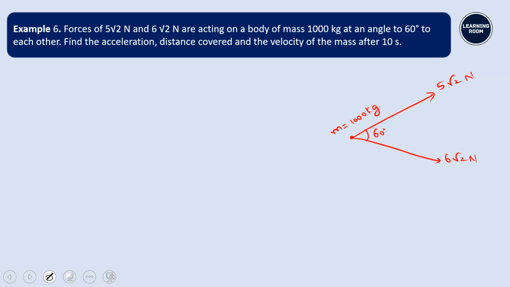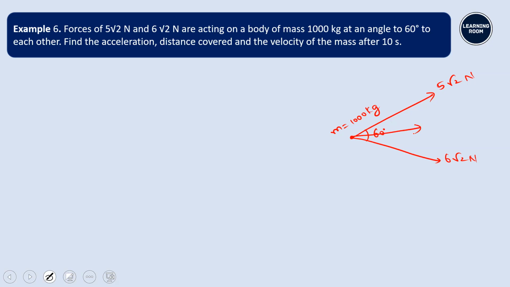So how to proceed is very simple. First find the resultant of these two forces. How will you find it? By using the parallelogram law of vectors. Because when will you apply parallelogram? When both the vectors are acting at the same point. You apply parallelogram. If they are in continuous order, you will apply triangle. So in this scenario, we need to apply the parallelogram law of vectors.